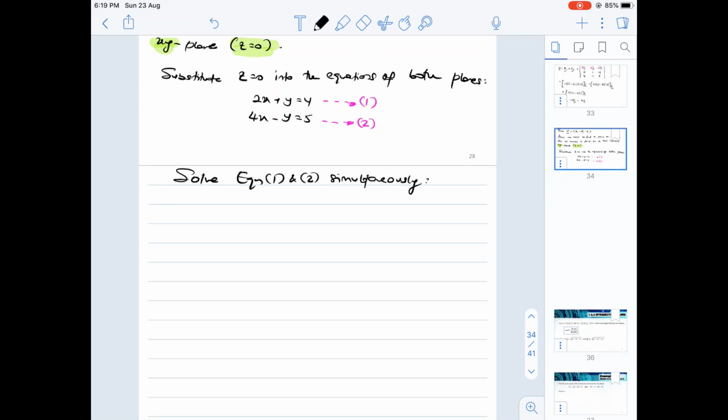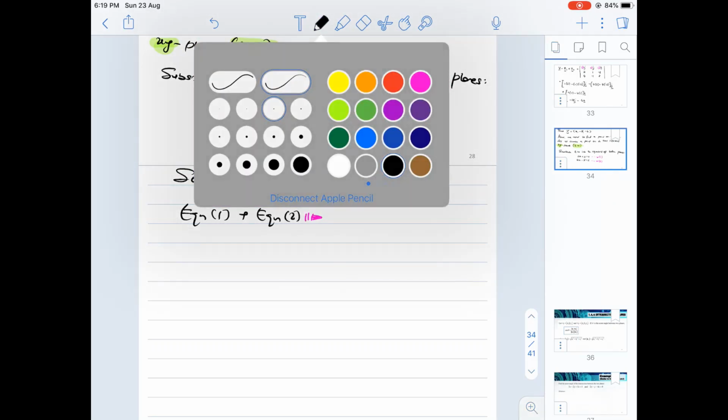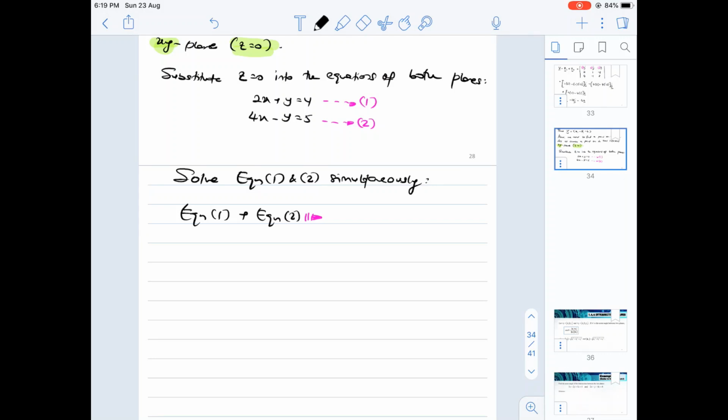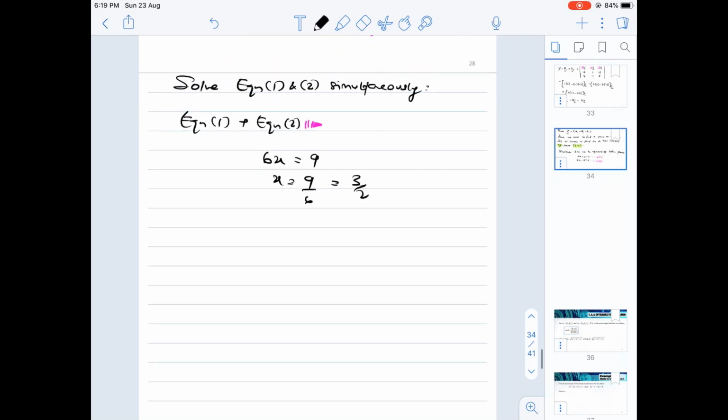So since we have y and negative y, equation 1 plus equation 2, we will get 0y, right? So we have equation 1 plus equation 2 yields 2x plus 4x is 6x, y plus negative y we get 0. 4 plus 5 equals 9. So x equals 9 over 6, which is equivalent to 3 over 2. Yes, okay.